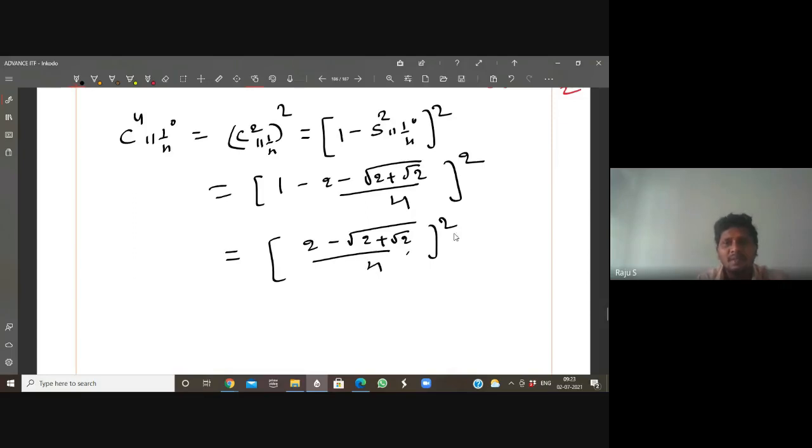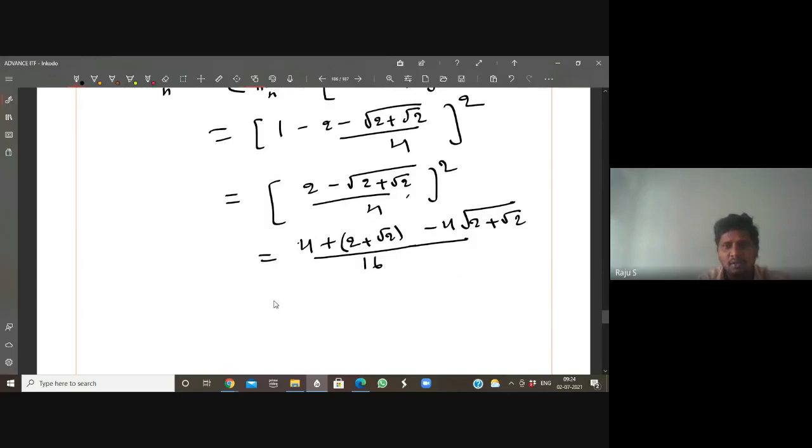Numerator: apply (a plus b)(a minus b), the whole square. Denominator is 16. Am I right? Whatever the numerator, a square means 4, plus the root gets cancelled. 2 plus root 2. Okay. Minus 4 times (2 plus root 2).